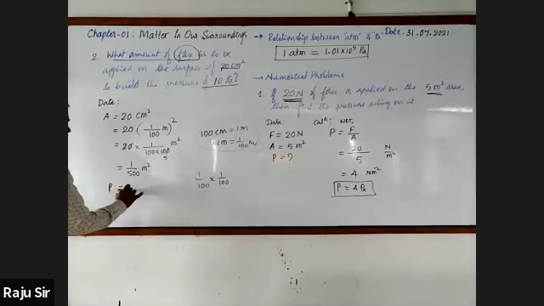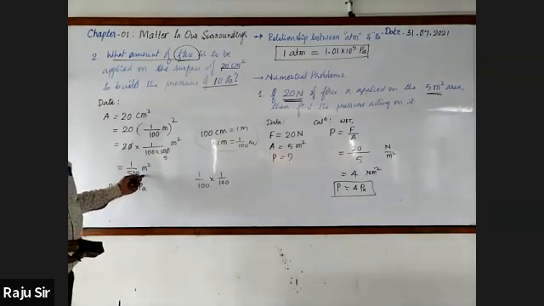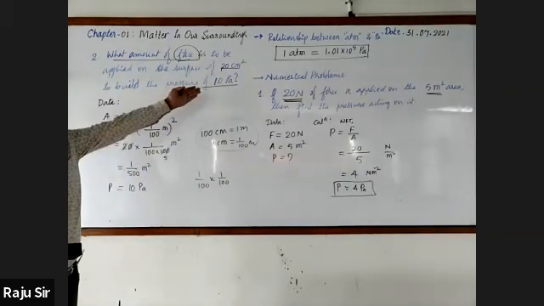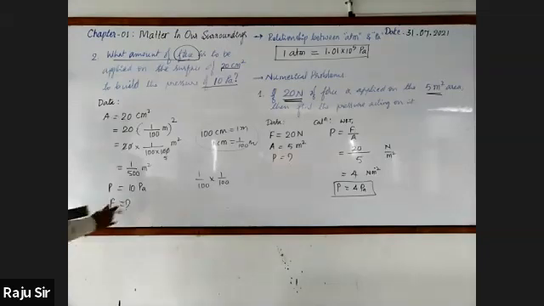We should always take SI units. Pressure is 10 Pascal. It has been converted into SI unit because pressure is given in SI unit only. Next, you are going to find out force, F equal to question.